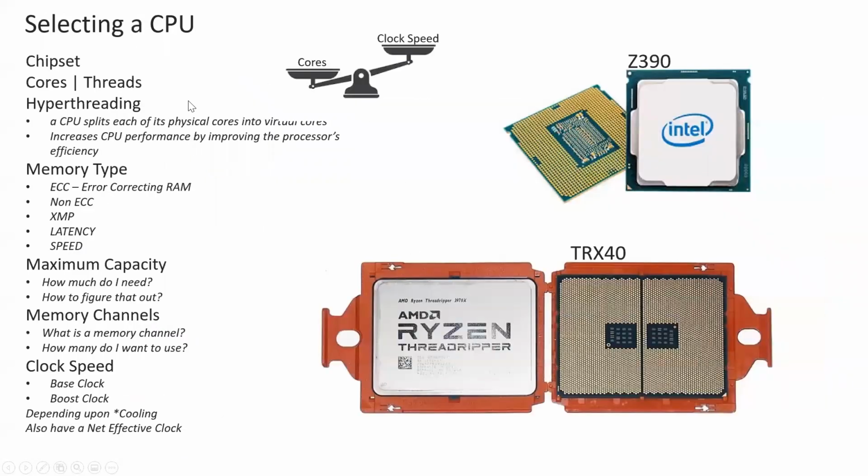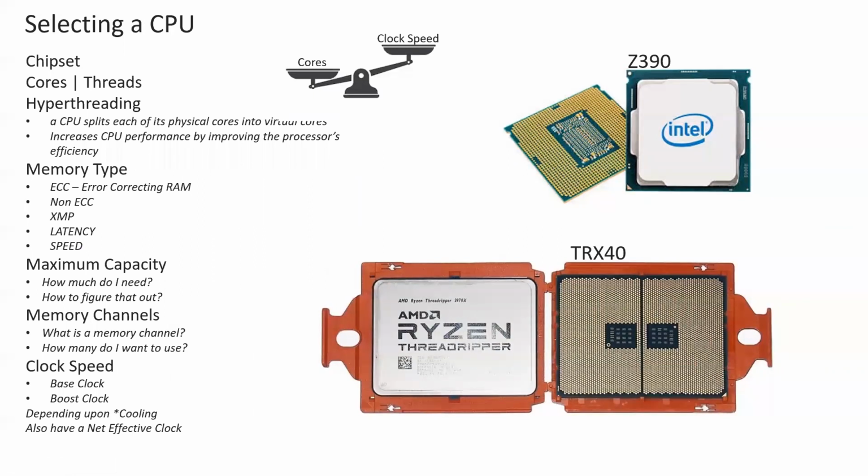Okay, selecting a CPU. Now that we've got a case, now that we've got the cooling picked out, I want to talk about processors. Okay, so anytime we talk about processors, we're going to be looking at this juggle up here. There's a scale. You're going to be either having cores or clock speed. The more cores you have, the lower the clock speed. The fewer cores you have, the higher the clock speed. Generally, that's going to be a rule of thumb.